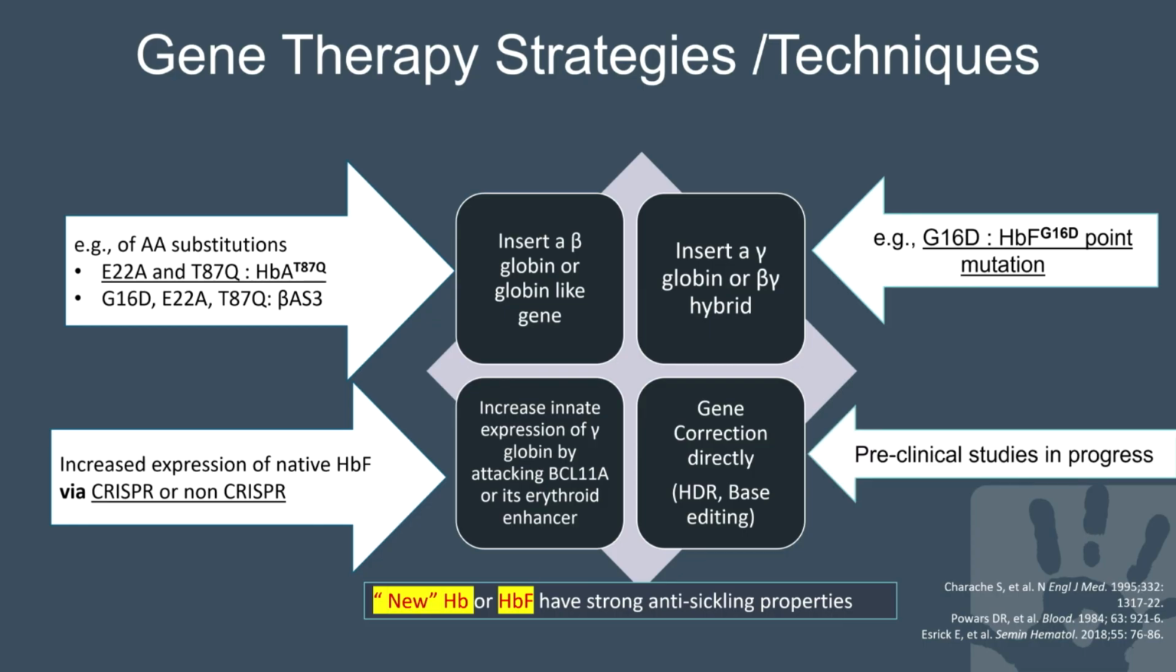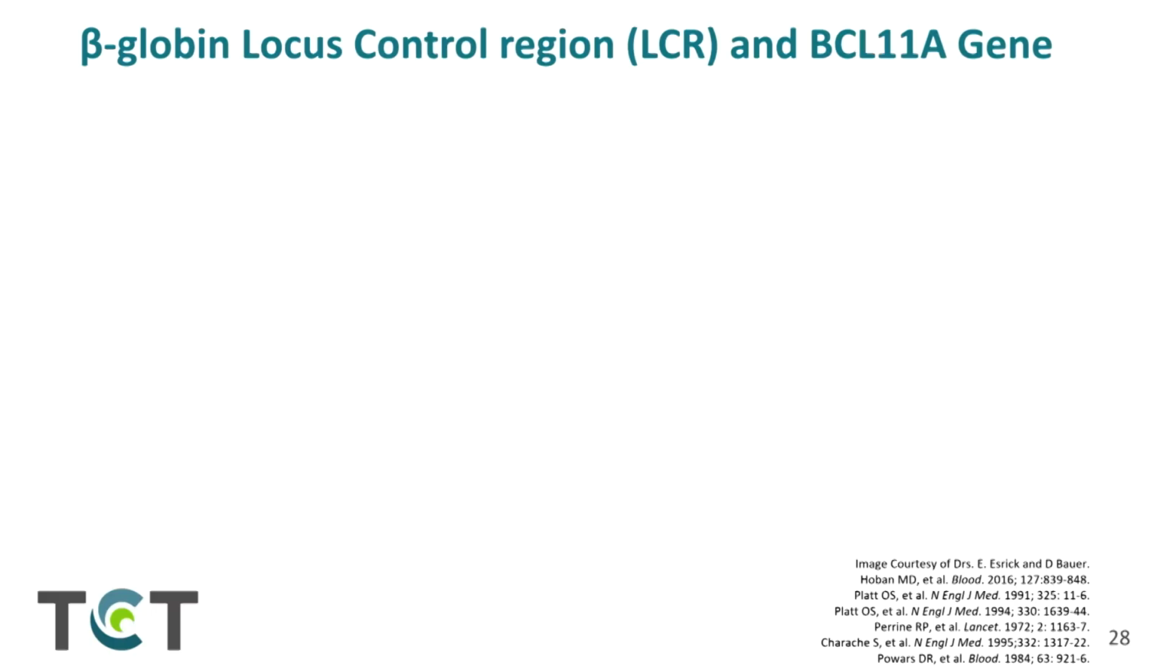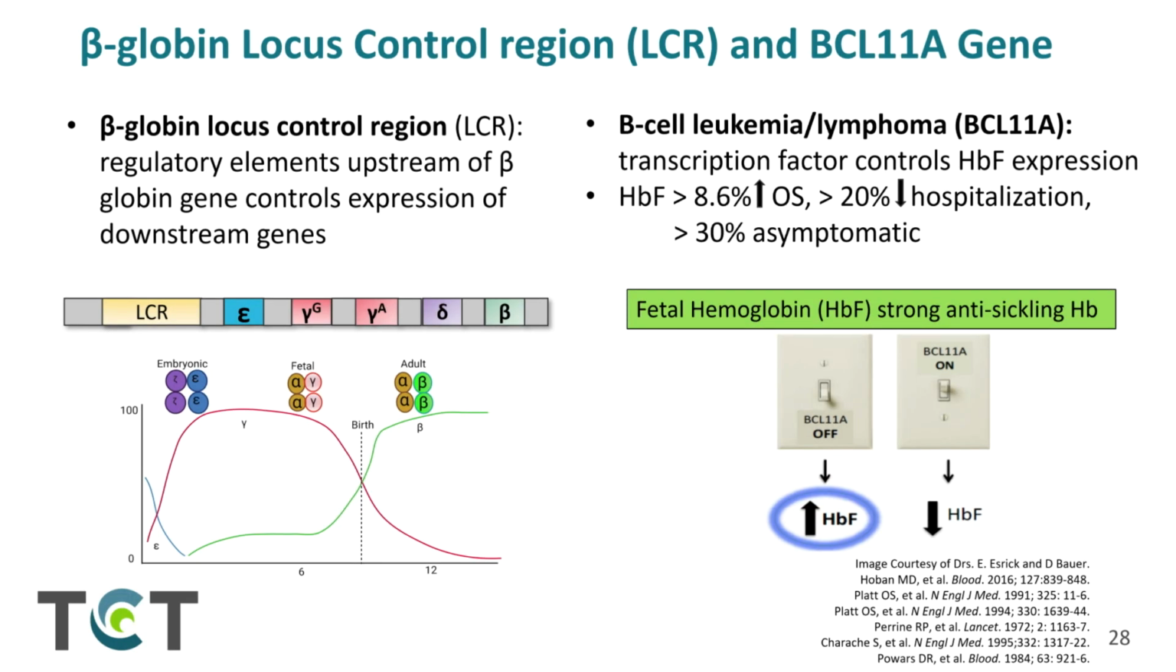And finally, which is what the Beacon study and the ESCAPE study are aiming for, which is the base editing. So that's the LCR and the BCL11A gene. It is basically, I remind myself how I explained it to the patient, it's a light. You turn it on and off in terms of that control. That will turn on your fetal hemoglobin production.